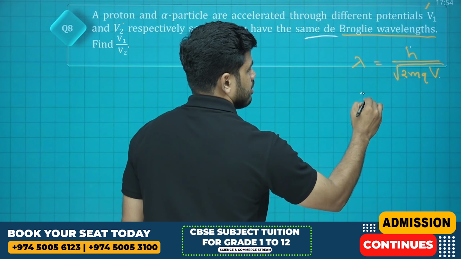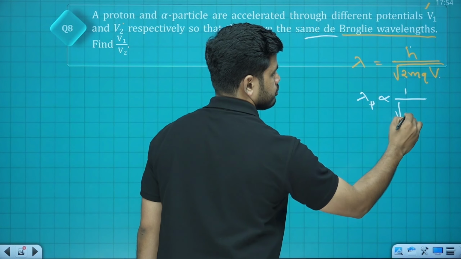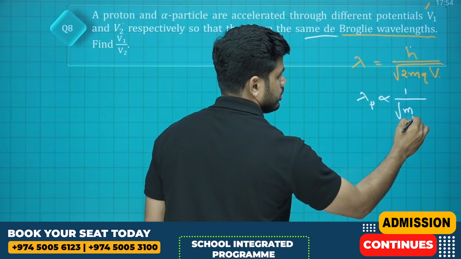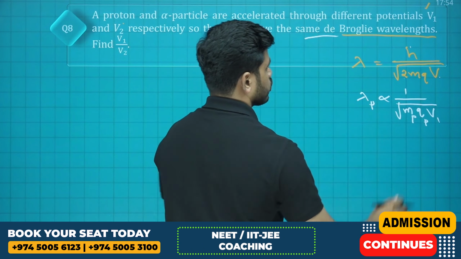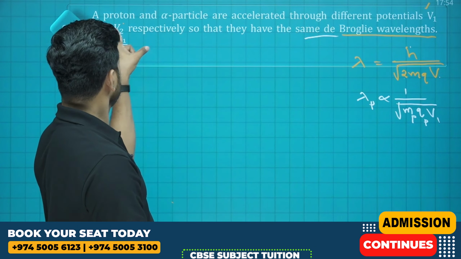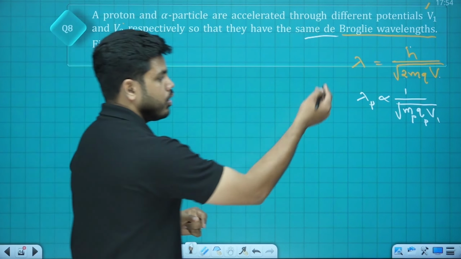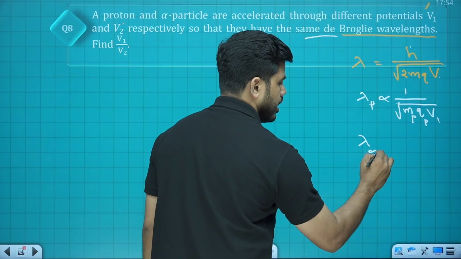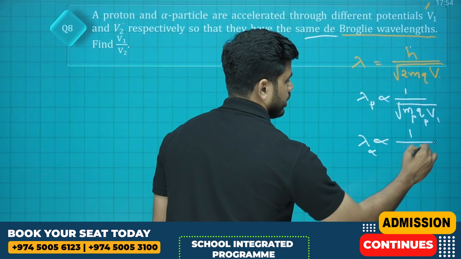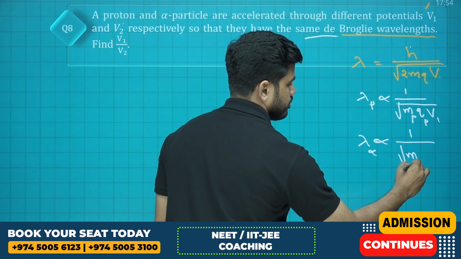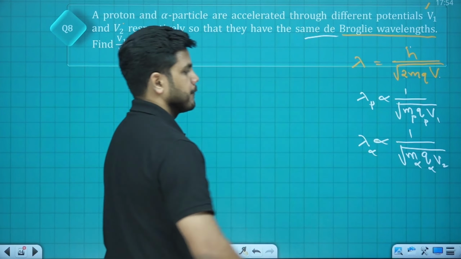See, we can say lambda of P could be proportional to 1 by root of mass of proton, charge of proton, and accelerating potential of proton. It is V1. For alpha particle, it is V2. So how will you write the same for alpha particle? Lambda alpha is proportional to 1 by root of mass of alpha, charge of alpha, and V2.